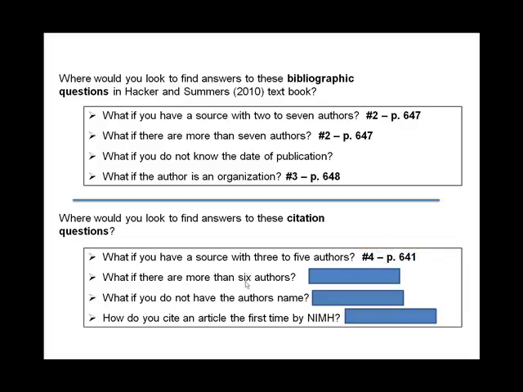What if there are more than 6 authors? How are you going to, oh, here we're talking about citing. How are you going to cite that? If you have more than 6 authors, you're going to look at number 5 on page 641.